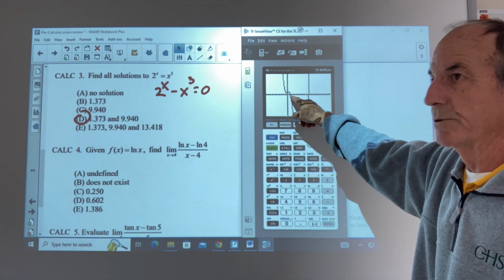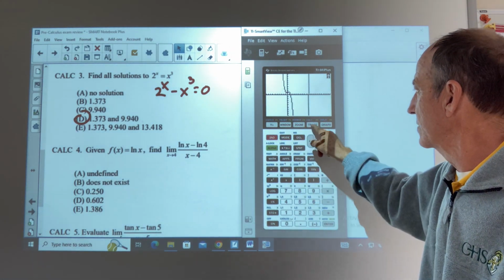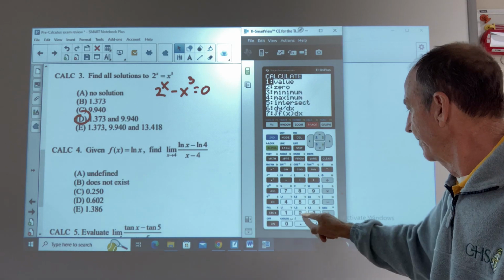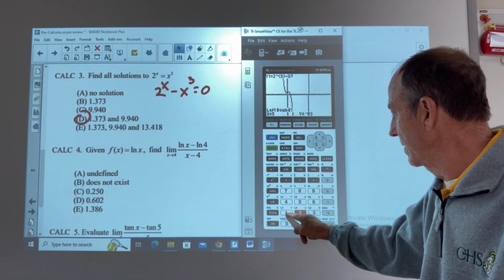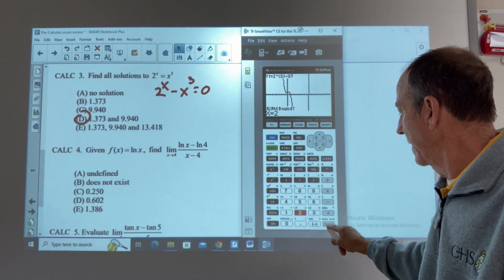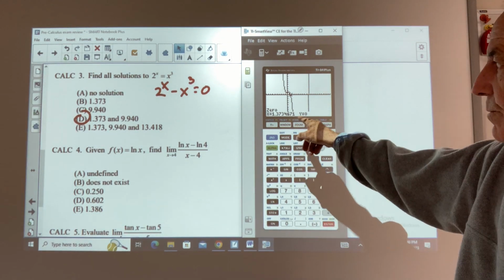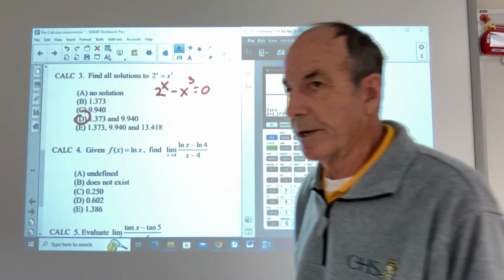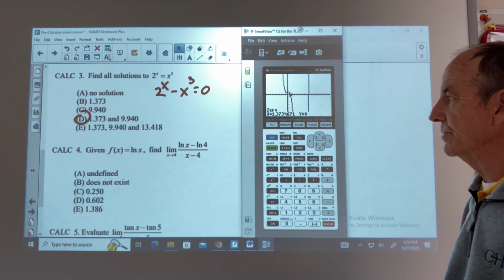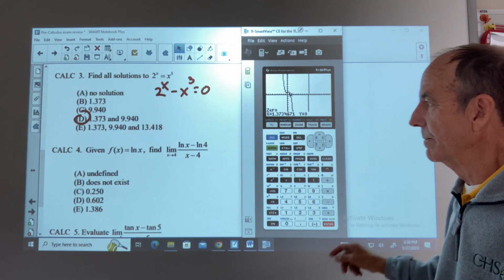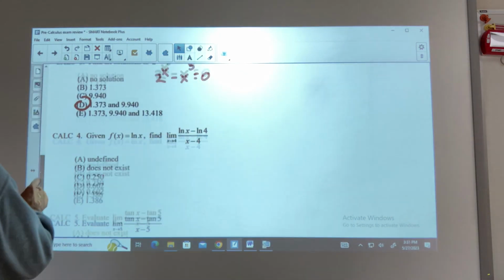This one looks like it's between 1 and 2. So second trace 0, okay, left bound 1, right bound 2, and then guess. And there it is, 1.373. That corresponds to that smaller of the 2 zeros. Okay, limit problems. So we were doing limit problems in the last unit.